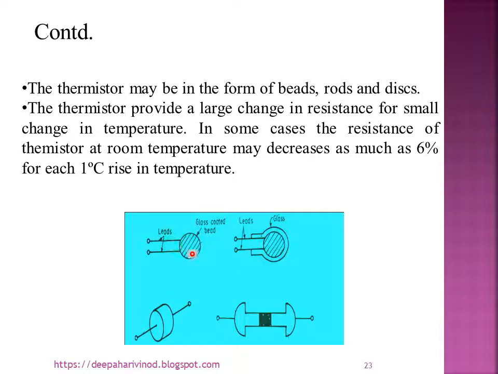These are different types of thermistor. Thermistor provides a large change in resistance for a small change in temperature. In some cases, the resistance of the thermistor at room temperature may vary as much as 6% for each 1 degree Celsius rise in temperature. So, for each 1 degree rise in temperature, the resistance can vary by 6% at room temperature.